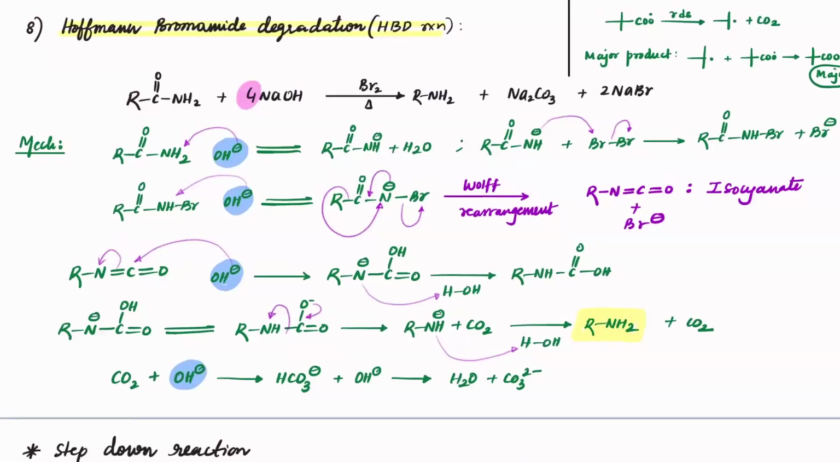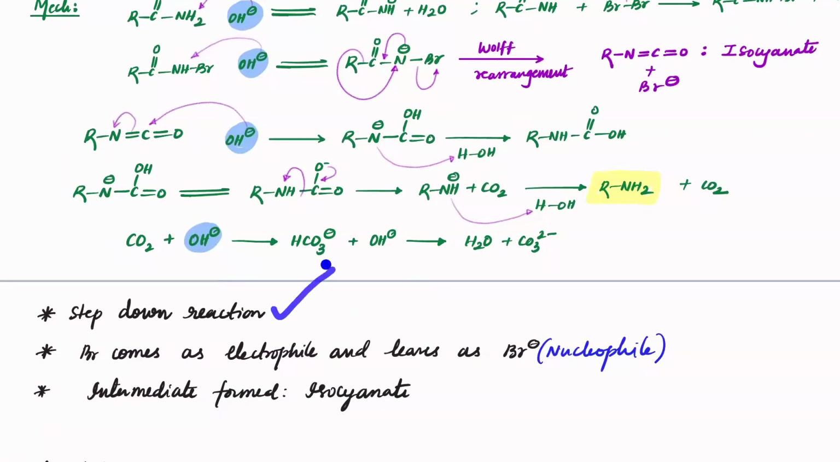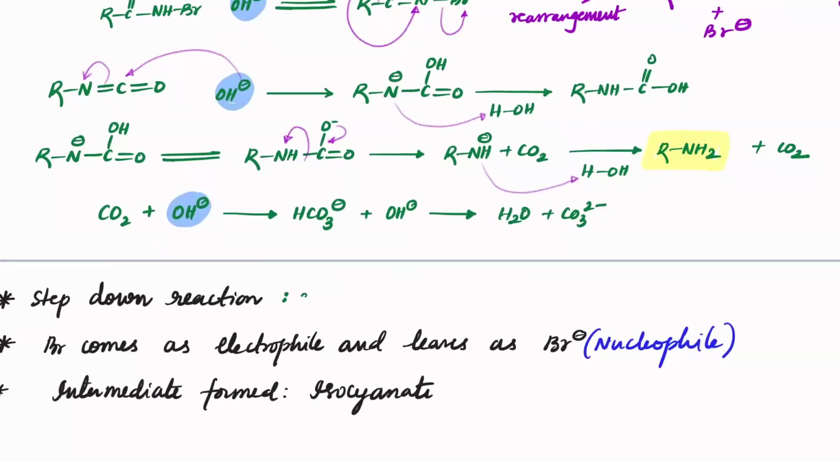This is an important area from this topic. What is the HBD reaction? Hofmann bromamide degradation. Why the word degradation? It is a step-down reaction. Step down means it is getting degraded by one carbon. Degraded by one carbon number. So one carbon number is decreased. Clear?